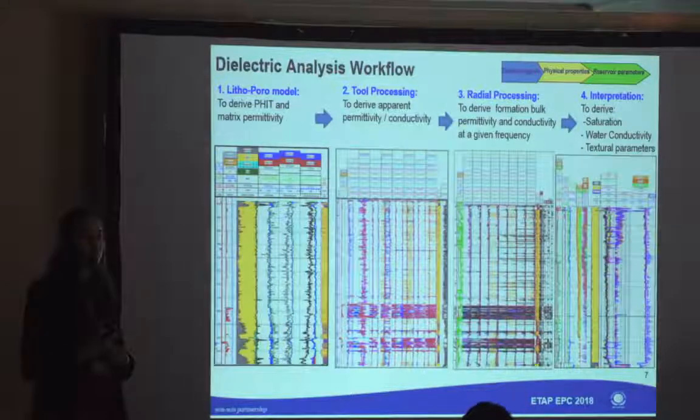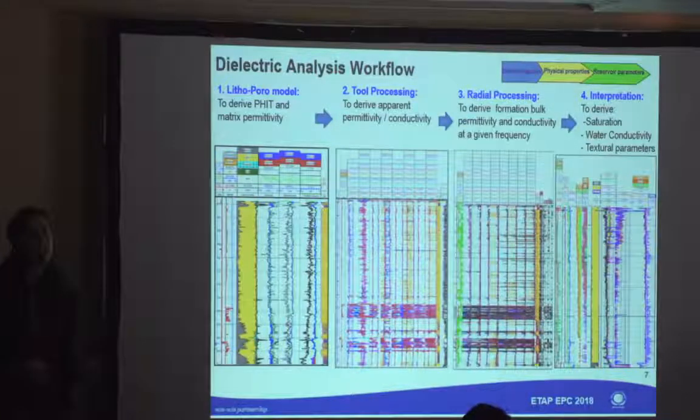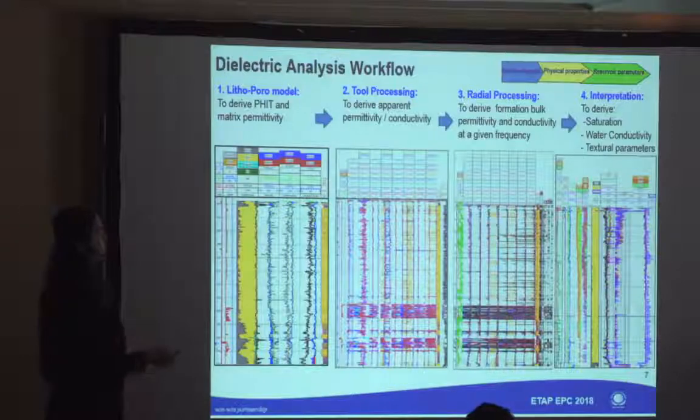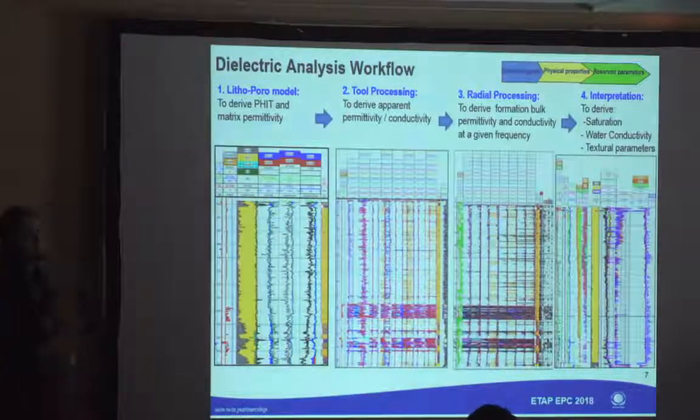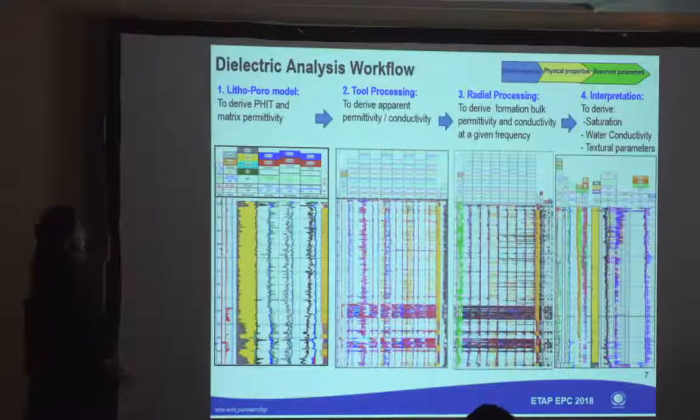So we'll have a saturation profile independent from the resistivity. We'll have water conductivity or water salinity, and we have the textural parameters, which are the m and n, RC exponents, and the CEC for clastics.